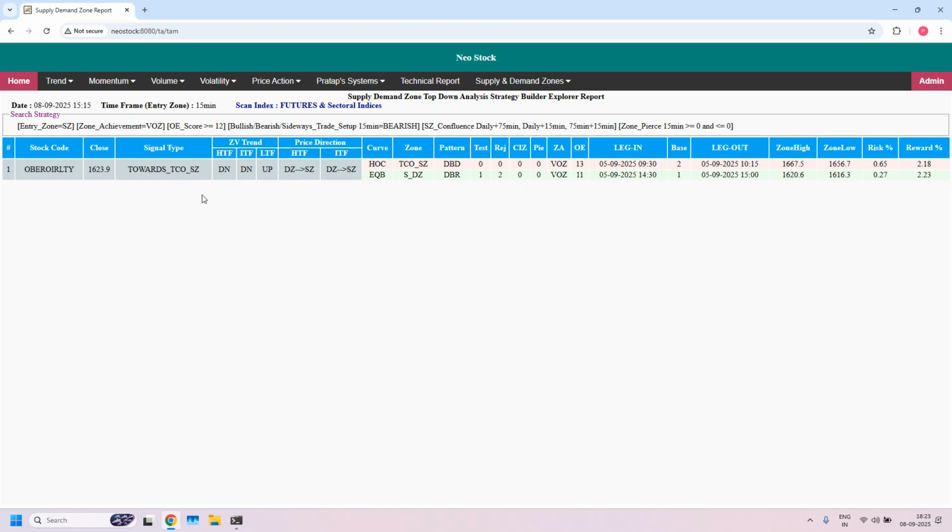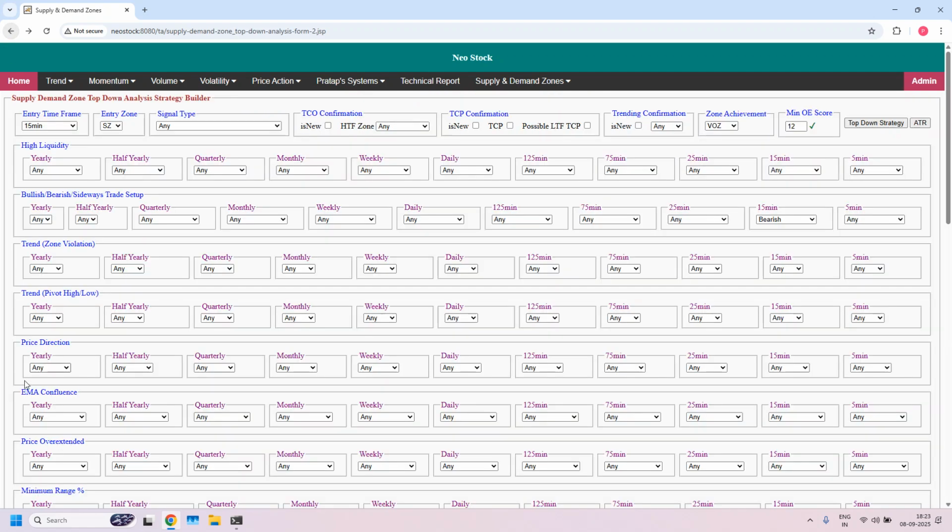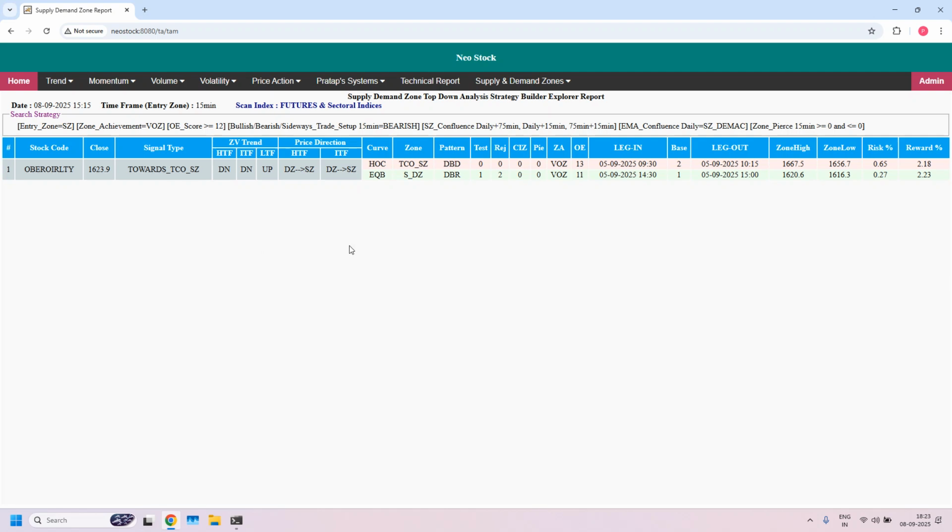So let's verify whether any daily EMA confluence is there. So daily supply zone with daily EMA confluence we are enabling. Let's filter. So it is filtered. That means this 15-minute supply zone might be having more high probability to get success, provided lesson 20 checklist items are satisfied. Otherwise, there are higher chances of zone violation.